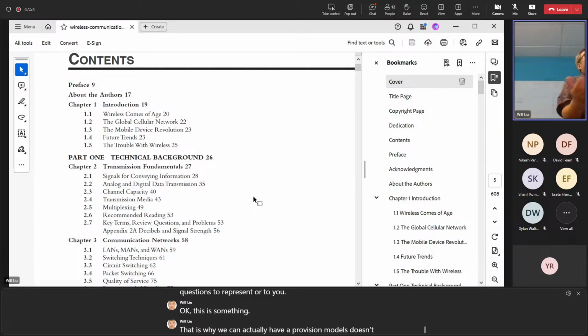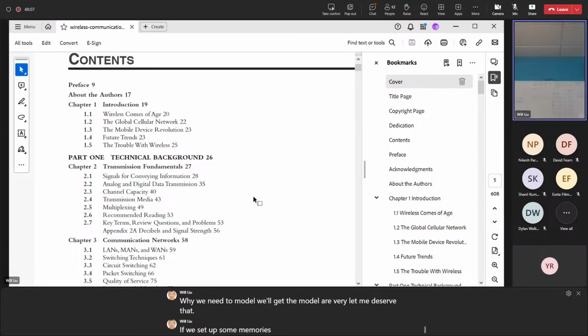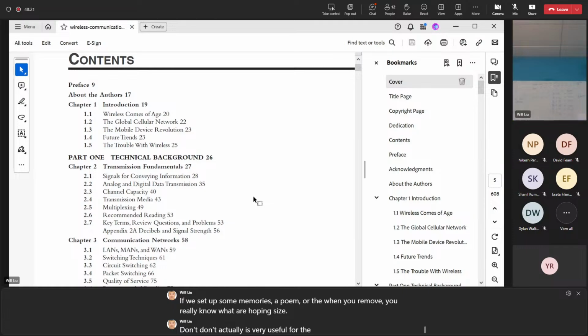So many people say, hey, why do you observe this? Why do we need a propagation model? Propagation models are very important for design. If we set up some values, or even if you really want to know how big an area it can cover, that is very useful for the network.